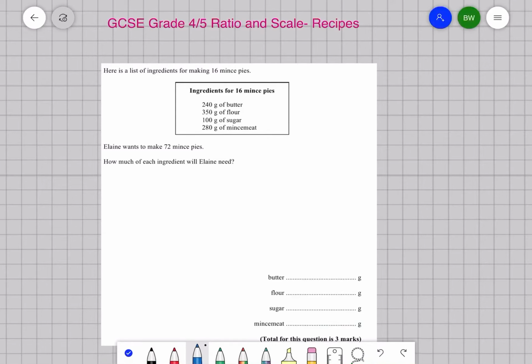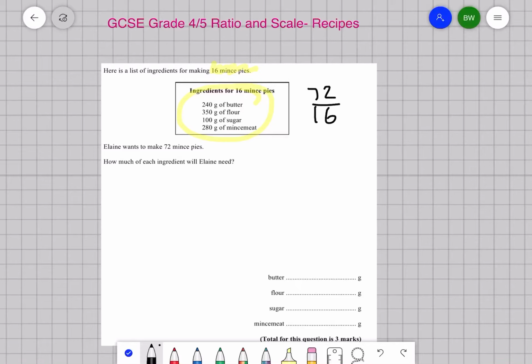So in this video we're going to be looking at a grade 4 or 5 question on ratio and scale and recipes. So here is a list of ingredients for making 16 mince pies. The ingredients are given here and Elaine wants to make 72 mince pies. Well, the first thing I'm going to do is see if 16 is a factor of 72.